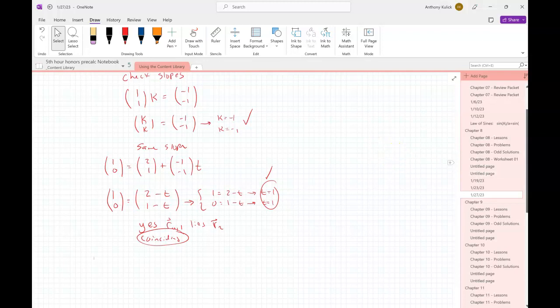But we're going to stop here for today. That feels like a good place. That's a good stopping point.